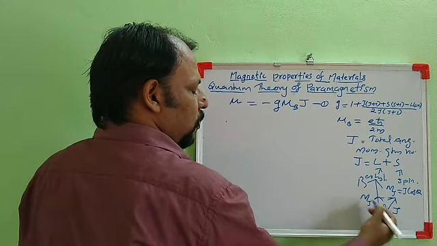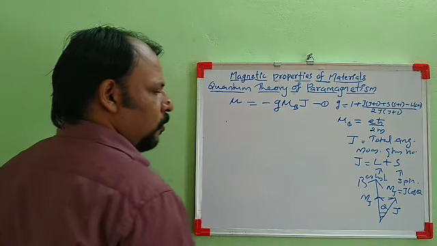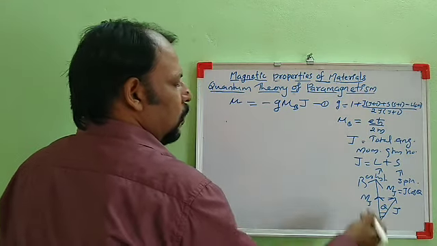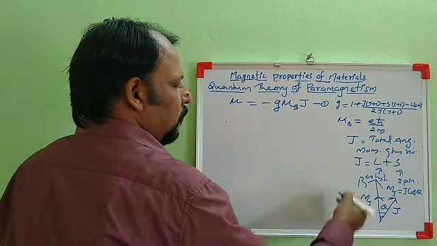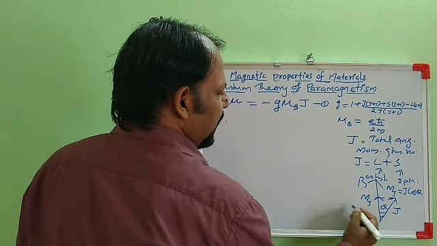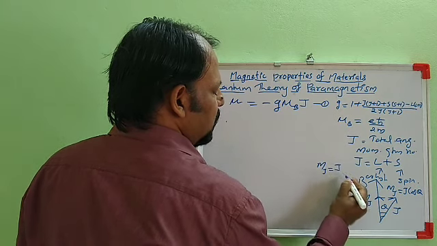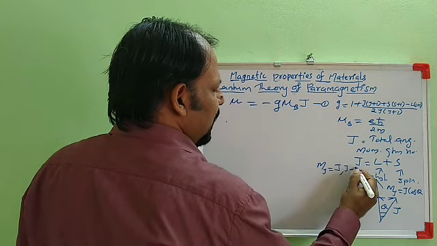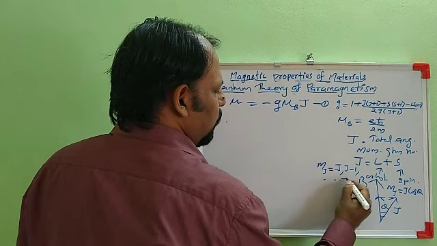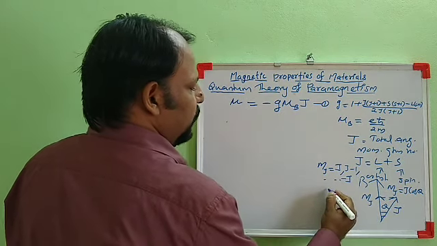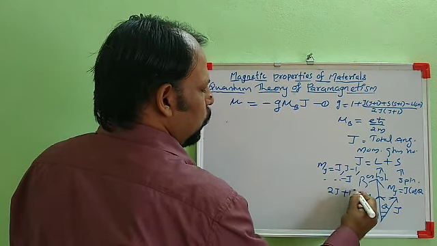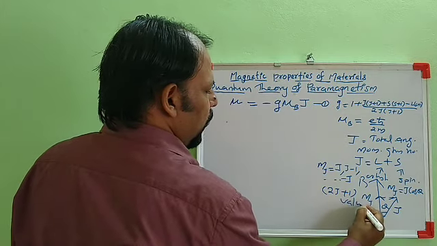That Mj is called the azimuthal quantum number or total magnetic quantum number. Mj can take values from plus J to minus J, J minus 1, and so on, up to minus J. Mj can take 2J plus 1 values.